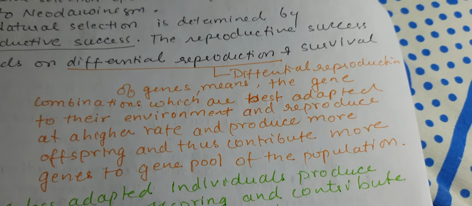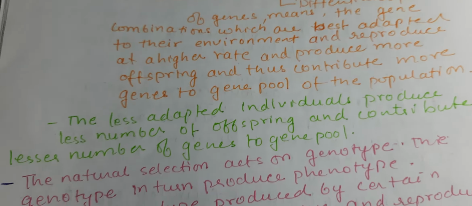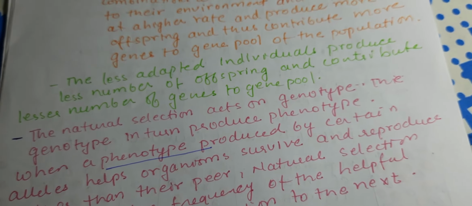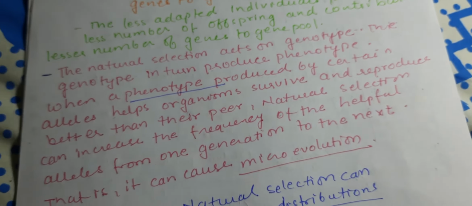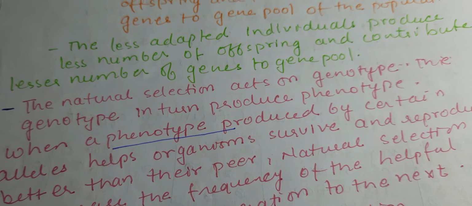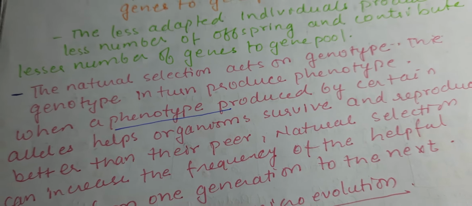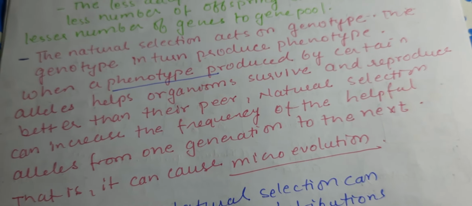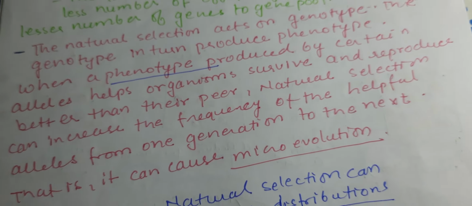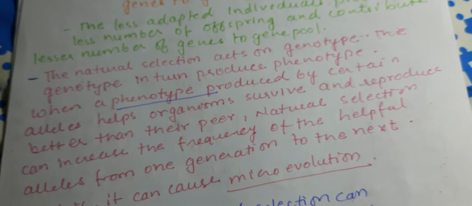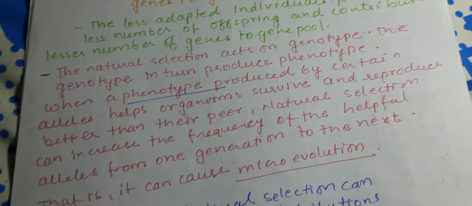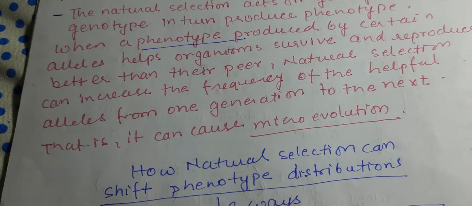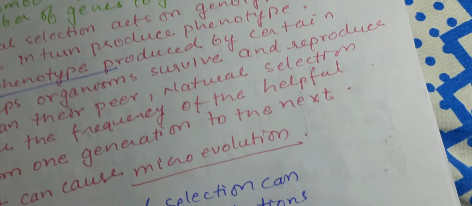So this is a new concept or modern version of differential reproduction. The less adapted individual produces fewer offspring and contributes fewer genes to the gene pool. The natural selection acts on genotype. The genotype in turn produces phenotype. When the phenotype produced by certain alleles helps the organism survive and reproduce better than their peers, natural selection can increase the frequency of helpful alleles from one generation to the next, and this is what we call microevolution.